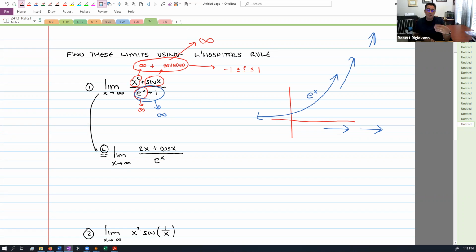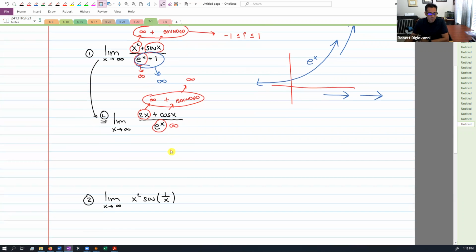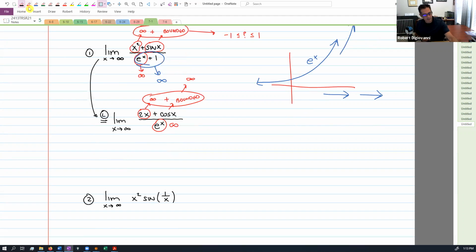Now, if we do the same thing and we run the limit again, we're going to see that, again, 2 times x, that goes to infinity. Cosine of x is bounded, right? Because cosine is between -1 and 1 again. We're adding those together, so all of that together should still become infinite. And then, of course, the bottom is infinite also, right? So we do L'Hopital again, right? We say, all right, let's do it again, because we have infinity over infinity.